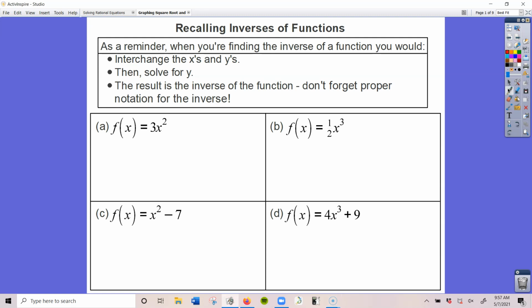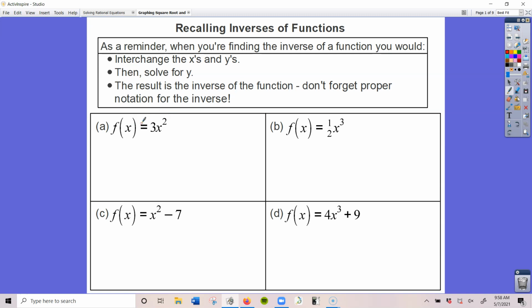Hey guys, today we're going to go over how to graph square root and cube root functions. Before we do that, we're going to see how we can solve for an inverse, which will give us that square root or cube root. So here we have some functions, and we're going to recall how to find the inverse.